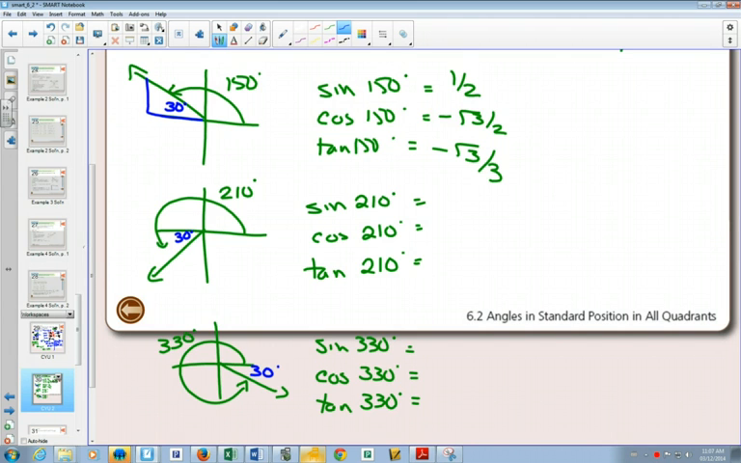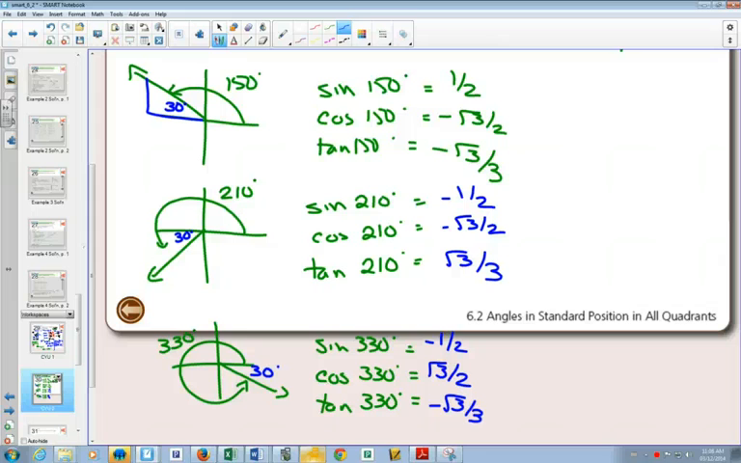Okay, how did you do? Did you get negative 1/2, negative √3/2, and positive √3/3 for 210? And negative 1/2, positive √3/2, and negative √3/3 in quadrant 4. Again, you're looking at the CAST rule. In quadrant 4, the cos is the one that's positive. In quadrant 3, tan is the one that's positive. So the question you can do from this one is number 9.